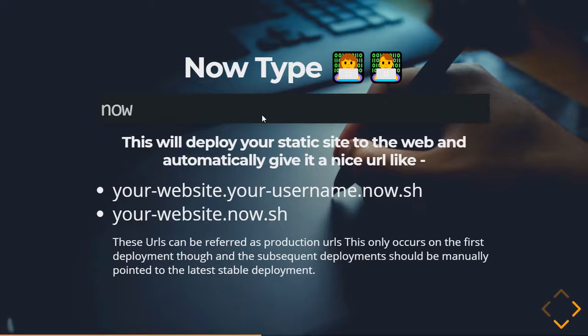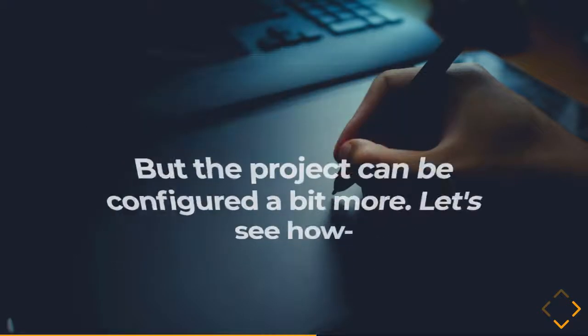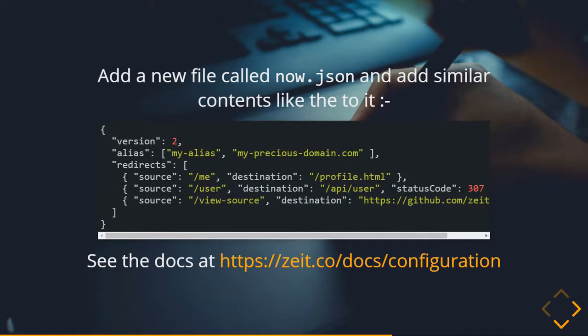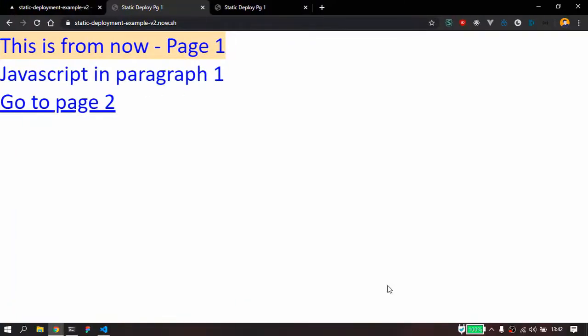So we did this pretty smoothly, but we can also configure the project a bit more. You will need to create a now.json file in your project directory, in which you can specify some things for the now CLI. You can check out the docs at this link down below, but I had already given it a now.json.